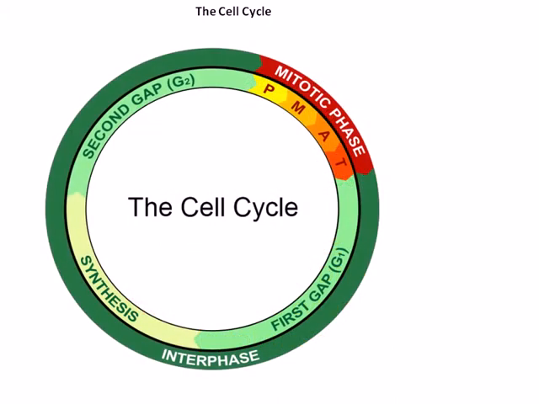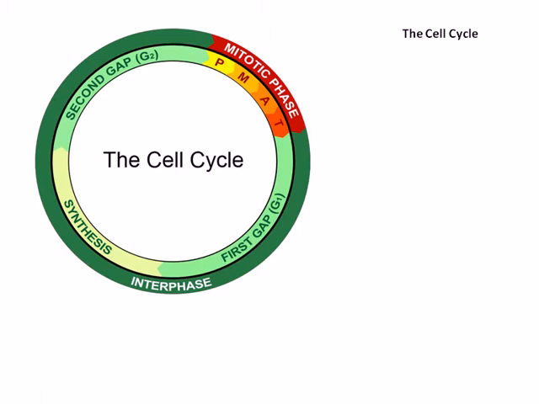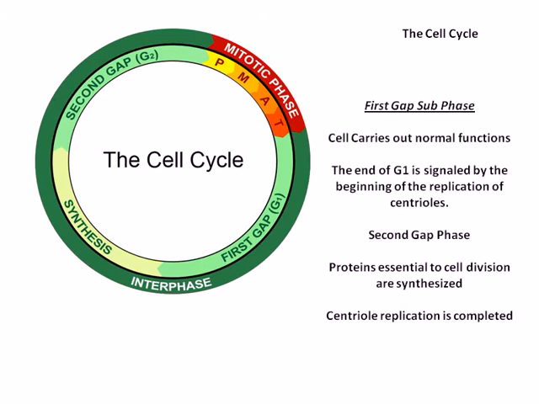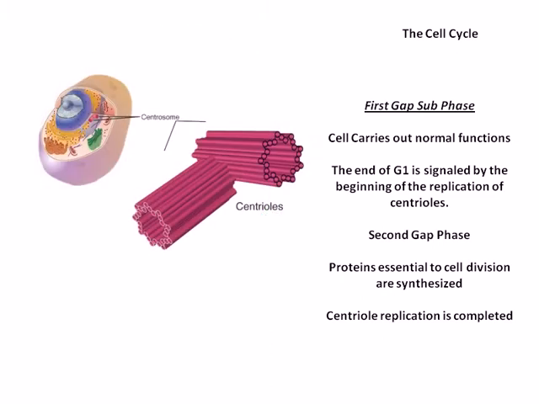Interphase can be subdivided into three subphases: G1 or first gap, S or synthesis, and G2 or second gap. During the gap subphases of interphase, the cell completes all of its normal functions, including the synthesis of proteins, the production of organelles, and the regulation of its internal environment. The end of G1 is signaled by the start of the replication of the centrioles.